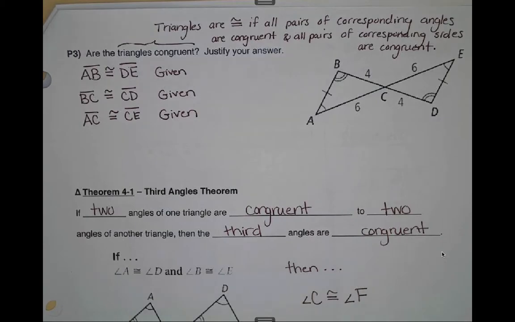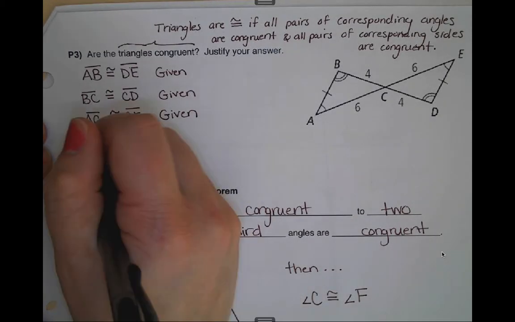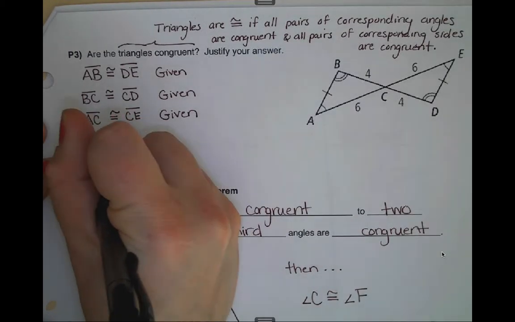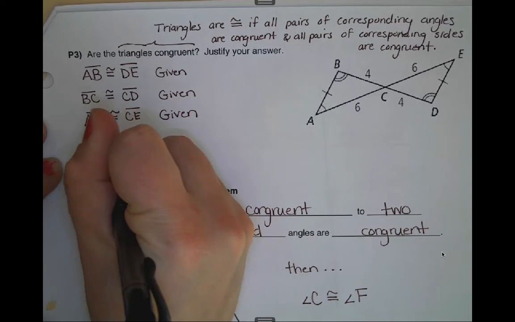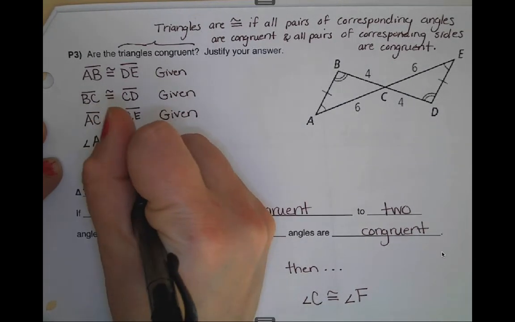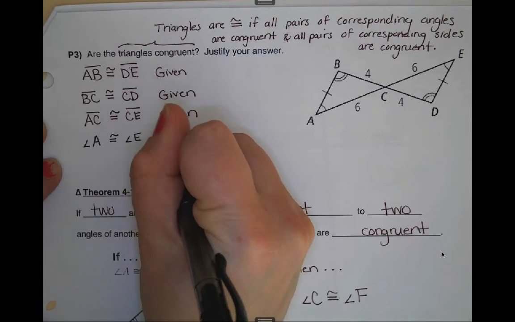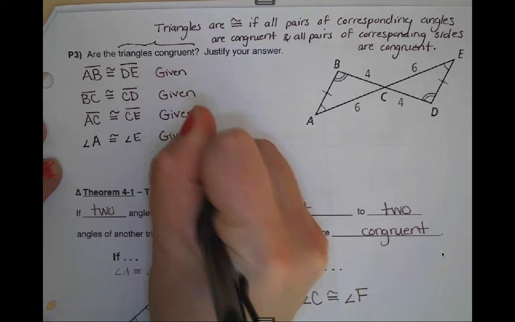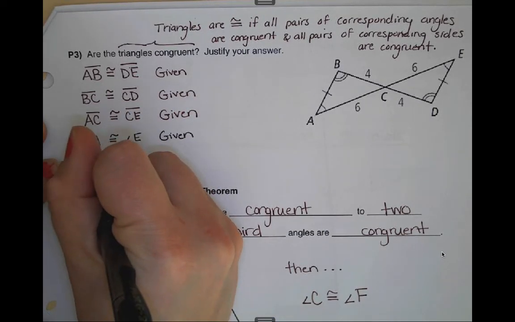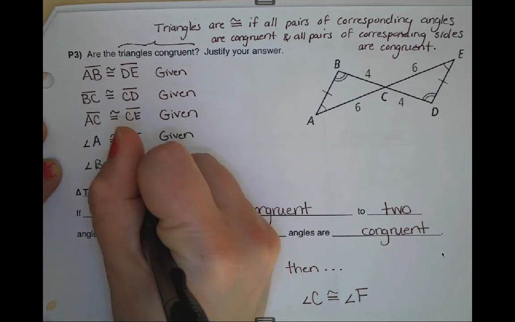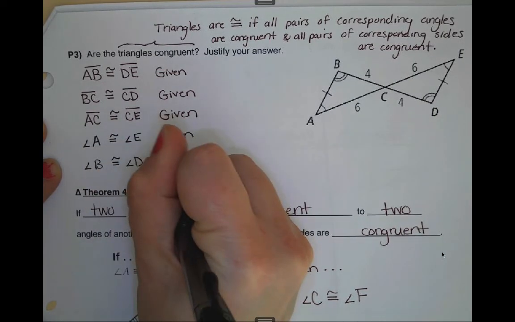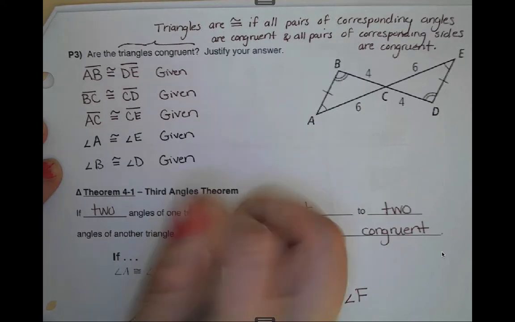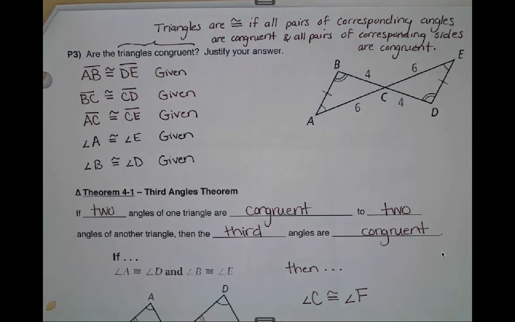All right, let's move on to the angles. Angle A is marked on the picture as congruent to angle E. Again, that's given. And we also know that angle B is congruent to angle D. It's given to me. I need to list one more angle pair. It's not marked quite yet on the picture, but it should be recognized.